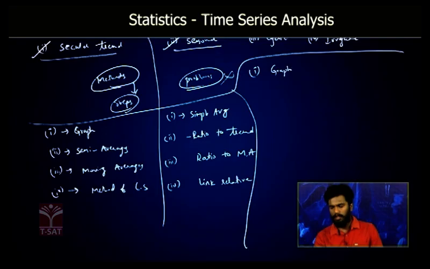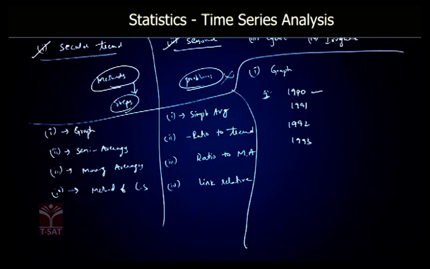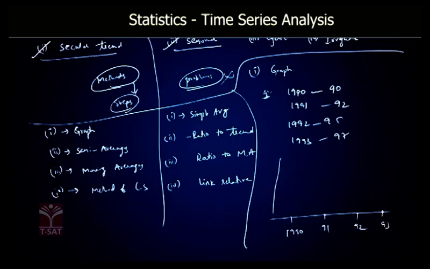Graph. That is a simple graph. Let us take an example. Previously we have considered the years 1990, 1991, 1992 and 1993, and we write the values corresponding to them. Let us consider they are 90, 92, 95 and 97. Just simply draw the graph, represent the years 1990, 1991, 1992, 1993 on the x axis, and represent your y values 90, 92, 95 and 97 on the y axis. That is a simple graph for the secular trend.